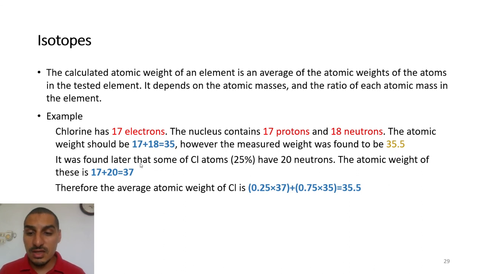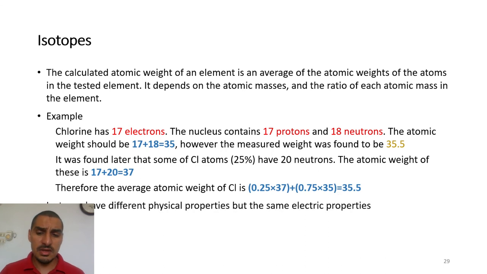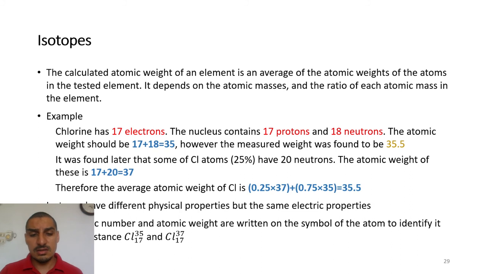So it was found that about 25% of the chlorine is another isotope that has 20 neutrons. So 20 plus 17 is gonna give us 37. If you get the weighted average between 37, which is 25%, and 35, which is 75%, the rest of the chlorine, it's gonna give us this 35.5. And this explains why we get this difference, and that's why we now write the element in this form.